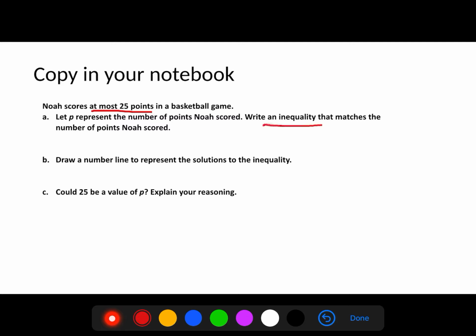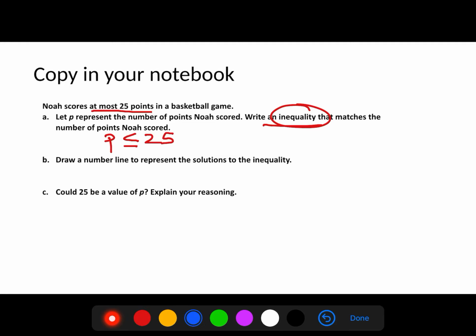If the most that he did was 25, could he have done 26? No, because 26 is more than 25 and it says at most. Could he have done 24? Yeah, 24 meets the requirement. So that means that P, the number of points, has to be less than or equal to 25. Because it can equal 25, right? At most 25 means that it can equal 25 or anything below 25. So then that is what the inequality looks like.